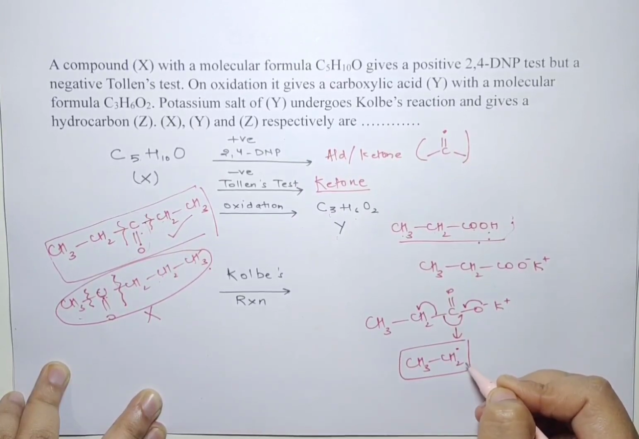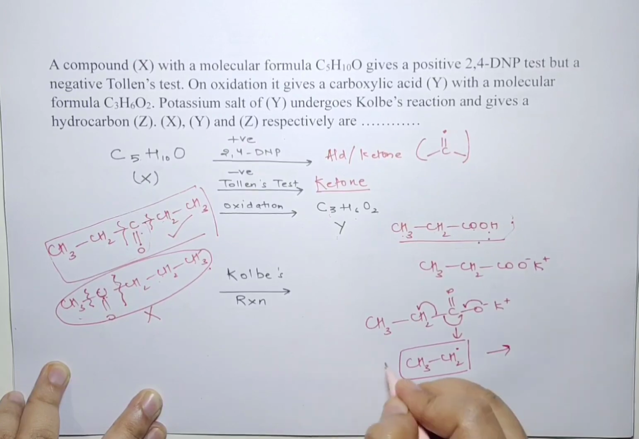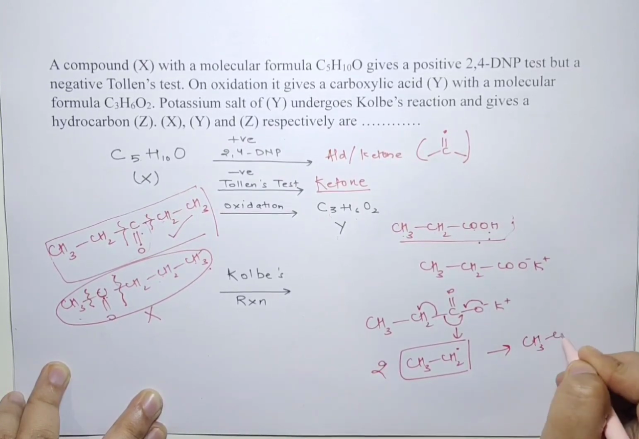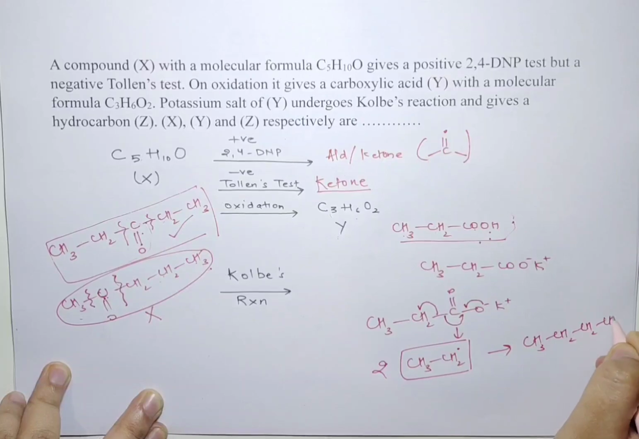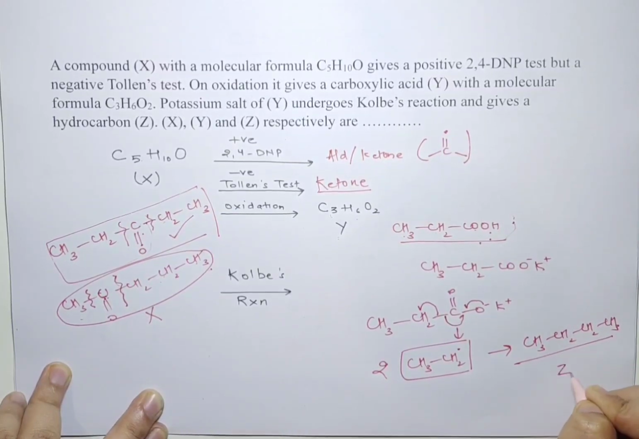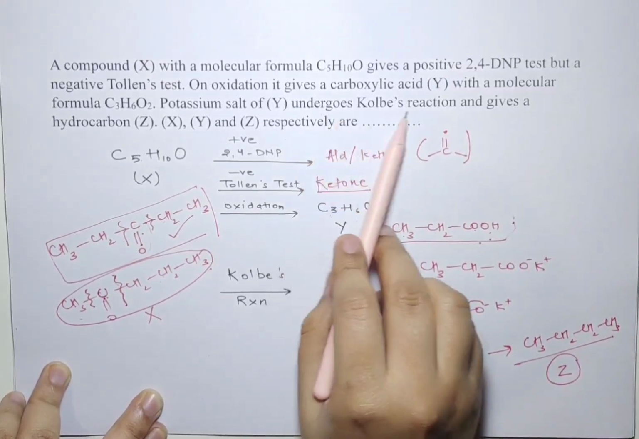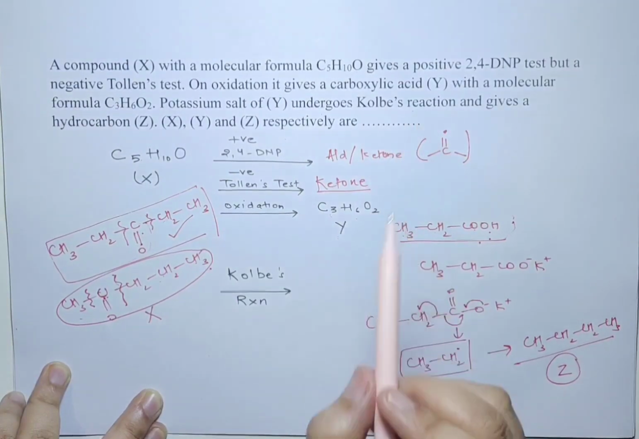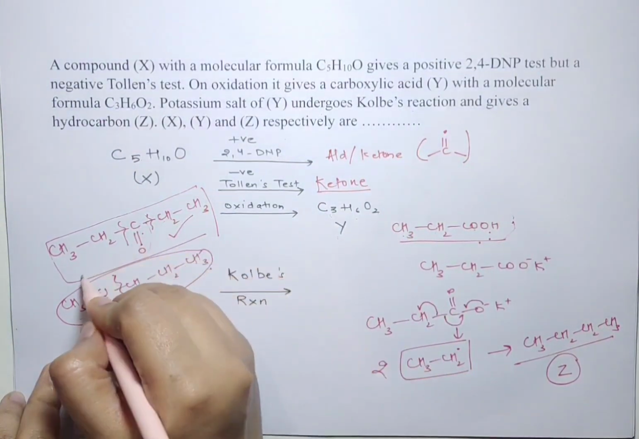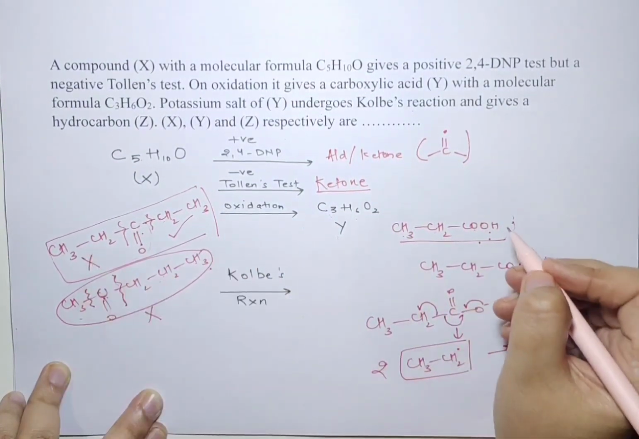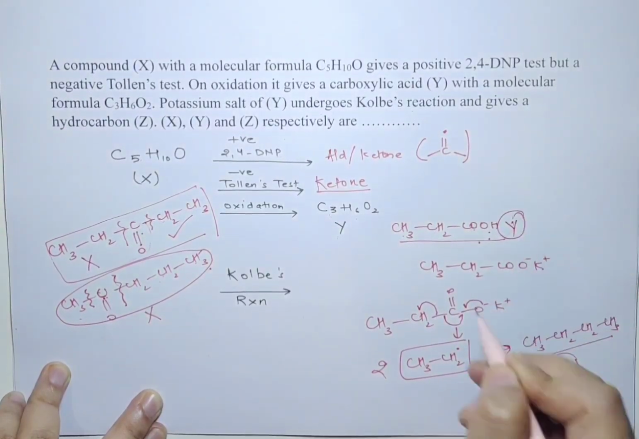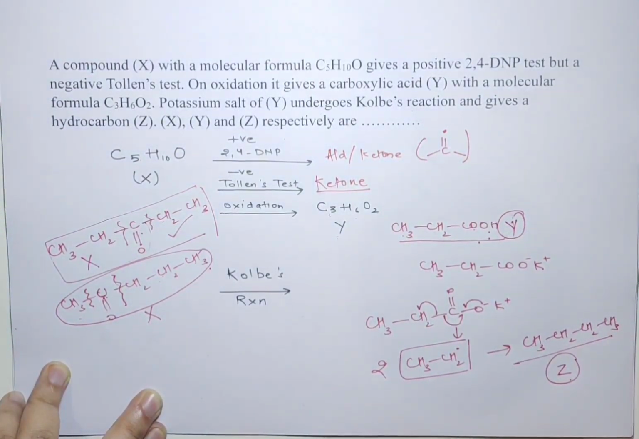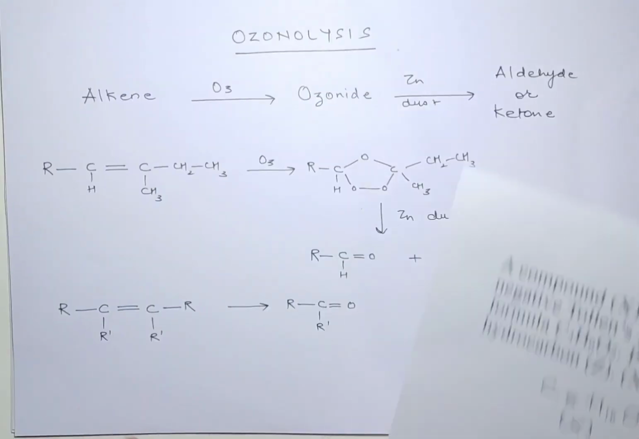And since it's a radical, it would very quickly combine with the other radical to give you your hydrocarbon. So this is the hydrocarbon Z that you get upon Kolbe's reaction. So your X is this, your Y is this, and your Z is this hydrocarbon, butane. All right, let's move on to the next question.